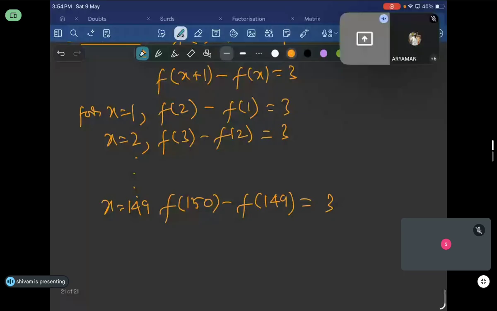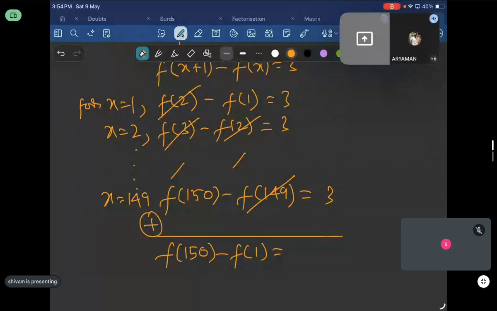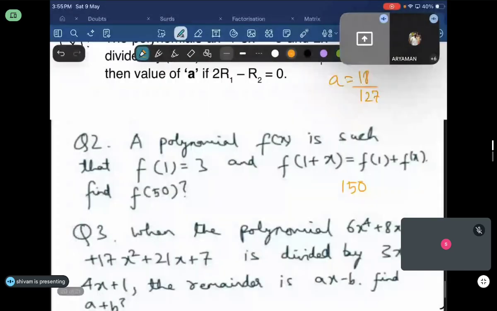On adding, can you see all the middle terms are getting cancelled? All the middle terms will get cancelled. You will be left out with f of 150 minus f of 1. And how many times 3 is there? Can you count? How many times 3 is there? Can you count, Ariman? F of 50 or 1? Oh, where? Let me see. F of 50. Oh, f of 150. Okay, no problem. F of 149 then.